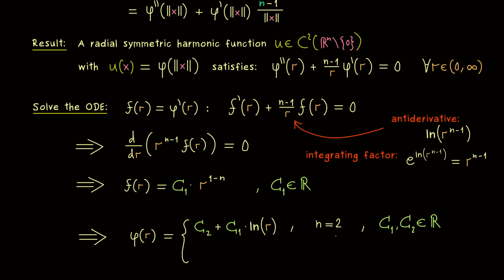And this is the only special case, because for a larger n we just have a general formula for the antiderivative. Namely, as you know, we just have to increase the exponent exactly by 1. So we have r to the power 2 minus n with the same factor in front. But honestly, we could push this factor into the constant c1. And there we have it. These are all possible radial symmetric solutions of Laplace's equation on the domain Rn without 0.